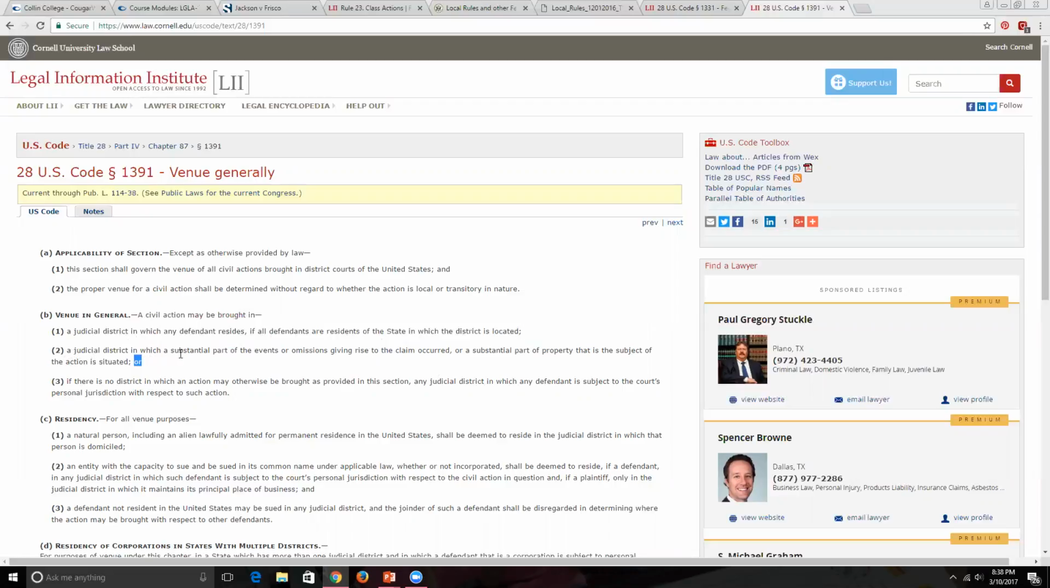Or a judicial district in which a substantial part of the events or omissions giving rise to the claim occurred, or a substantial part of property that is subject to the action is situated, or there is no district in which an action may otherwise be brought as provided in this section, any judicial district in which any defendant is subject to the court's personal jurisdiction with respect to this action. So here are three ways of getting venue.